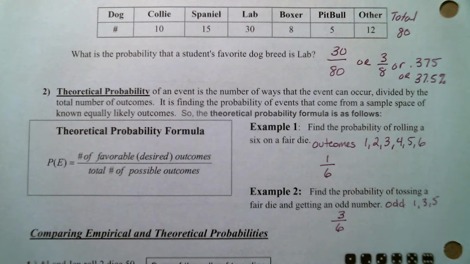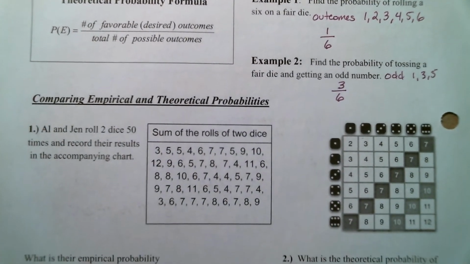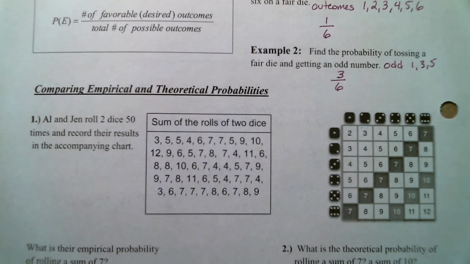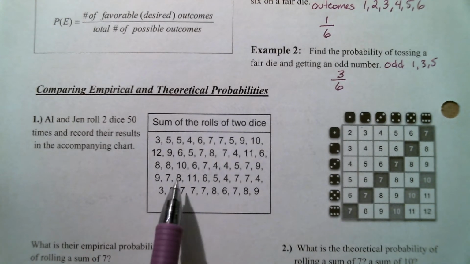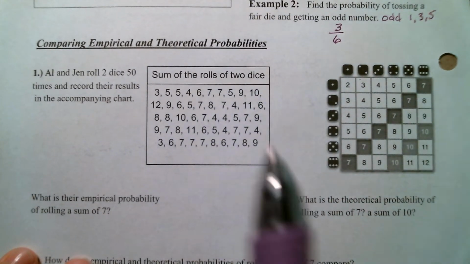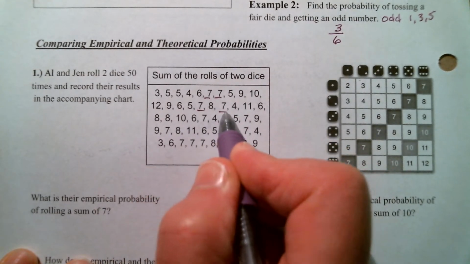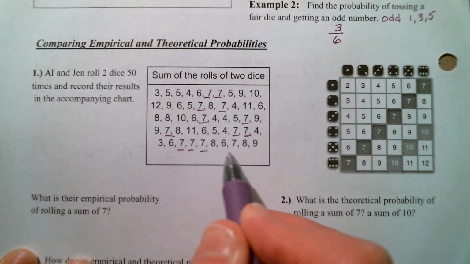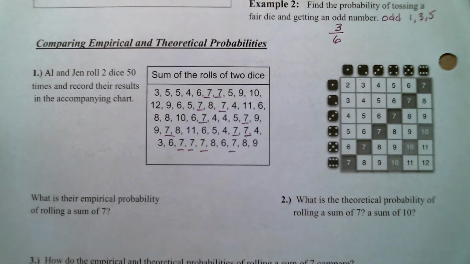Comparing empirical and theoretical probabilities. Al and Jen rolled 2 dice 50 times and recorded the results in the accompanying chart. So they're counting up the sum on the 2 dice. What is their empirical probability of rolling a sum of 7? Okay, so how many times did the sum of 7 occur? 6, 8, 9, 10. I counted 13. Hopefully you counted the same.